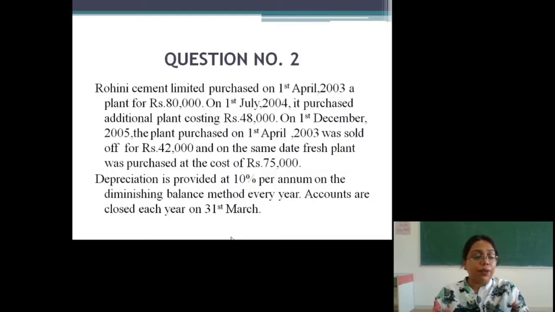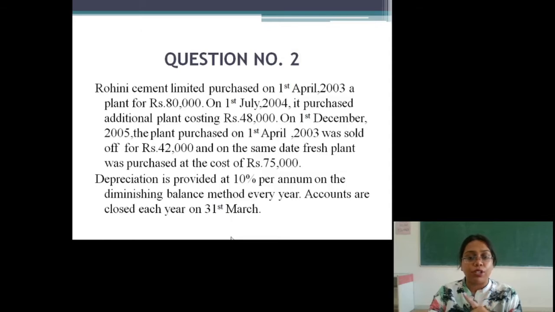Now we'll again see one question. Rohini Cement Limited purchased on April 1st 2003 a plant for rupees 80,000. On 1st July 2004 it purchased additional plant costing rupees 48,000. Now this question is very interesting. Why? In this question we will be purchasing 2 machinery and also selling 1.